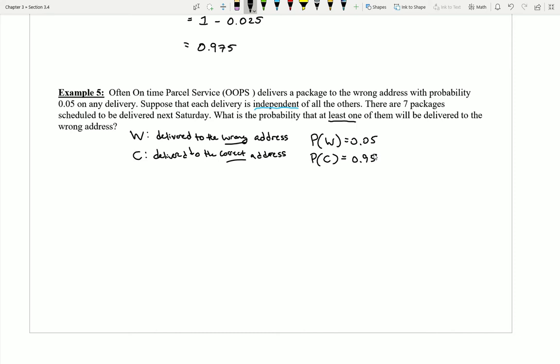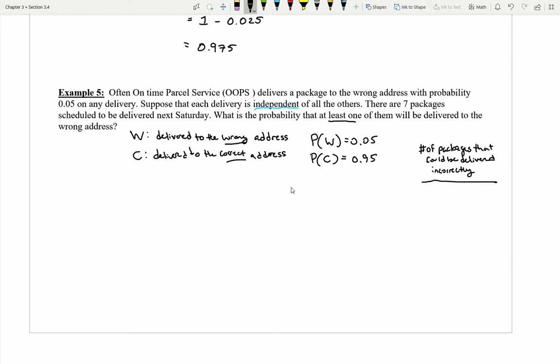Well, to help with that, again, I'm going to think quickly here about a sample space. And I'm going to think ultimately about how many packages, so I'll say the number of packages that could be delivered incorrectly. So I'm going to think about the sample space here. Now, I've worded it this way very particularly.